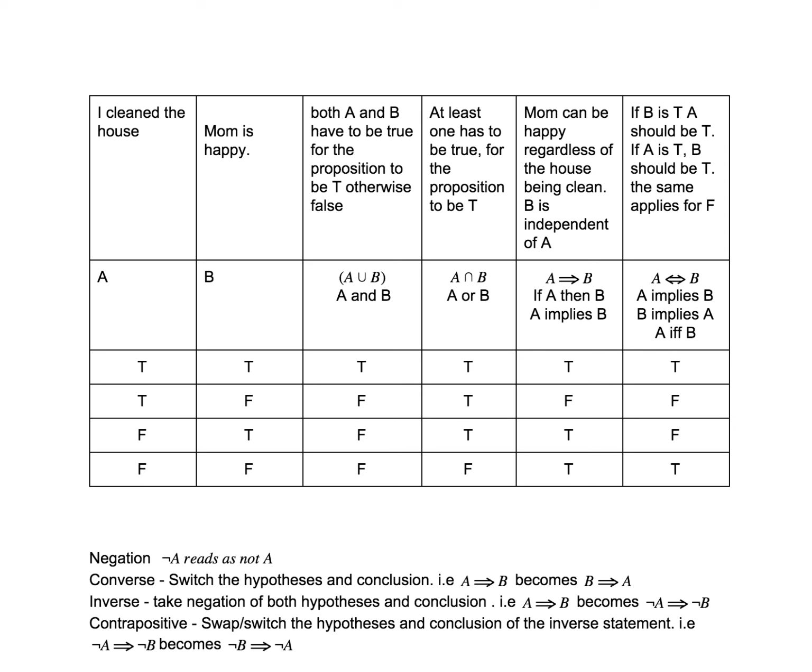So here in logic, usually they come in a table form or the word propositions. Here we have the propositions that have been transformed into symbols. For example, I cleaned the house. That proposition is represented by A, and mom is happy. That proposition is represented by B.